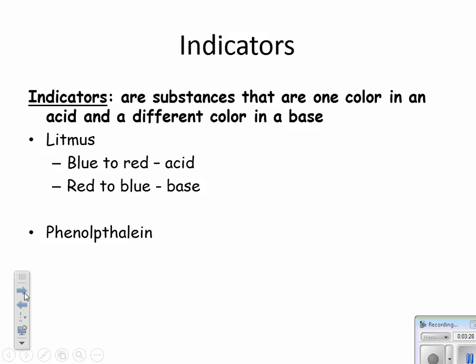Phenolphthalein is also something that we have used. You probably didn't know what you were doing when you were using it, but phenolphthalein is something that is clear in an acid or something that is neutral and turns pink when it's in a base. Slightly pink means it's just slightly basic. Dark pink, lots of hydroxide ions there, removing lots of the hydrogens from the phenolphthalein.